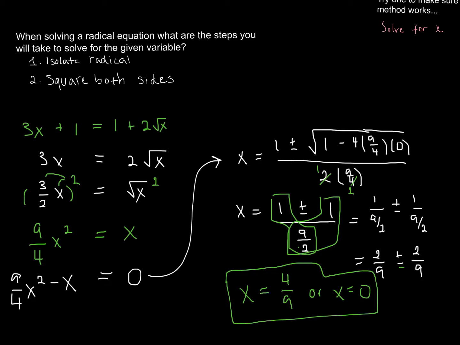Okay, a little bit of work there, and what you can do is plug these back in and check that they work. So you could plug in 0. 0 works really easily. 3 times 0 is 0. Square root of 0 is 0, so 2 times 0 is 0. So I have 1 equals 1. And if you plug in 4/9, I will leave that for you to do on your own. It will also work. All right, so let's go ahead and move on and take a look at a few more.